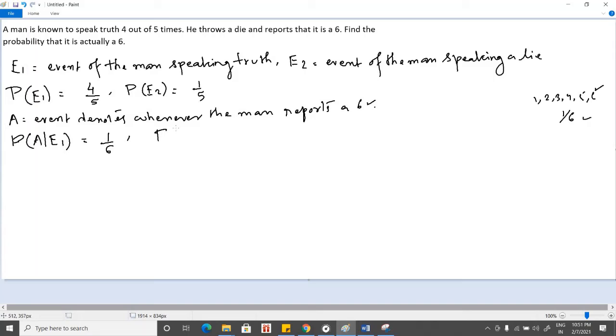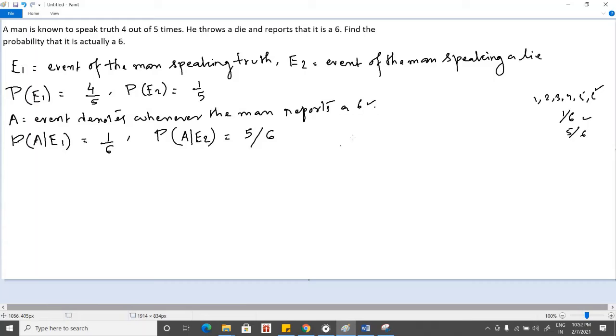Next we have P of A considering the hypothesis that E2 has occurred prior to it. What does that mean? This means that we are finding out the probability that the man is reporting a 6 considering that he is actually speaking a lie. In that case, we have to find out the probability of 6 not to appear. So that probability is 5 by 6. So here P of A considering the hypothesis that E2 has occurred prior to it is 5 by 6.